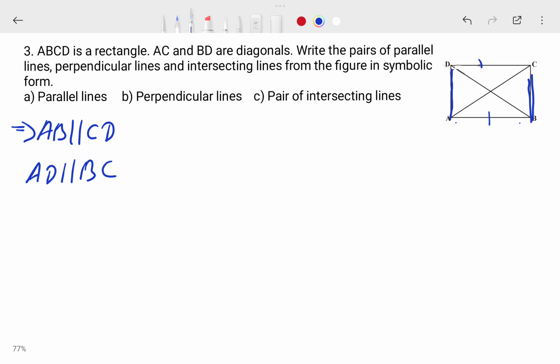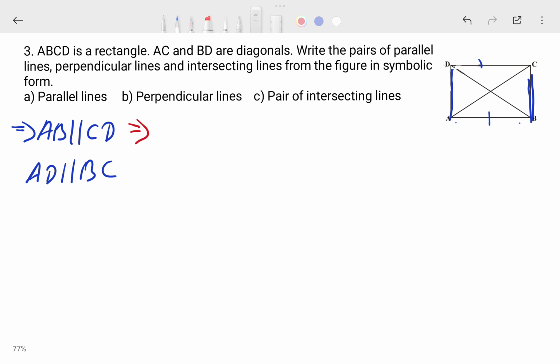Now let's talk about the second question. Perpendicular lines. The symbol of perpendicular is like that. If you draw like that, it means perpendicular. Why? Because there is a 90 degree angle on both sides, that is a perpendicular. So this is the symbol of perpendicular.